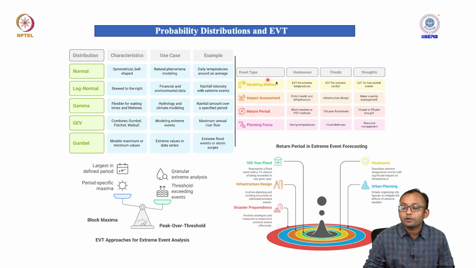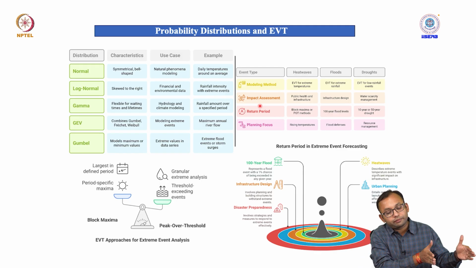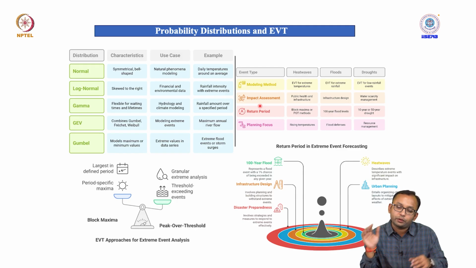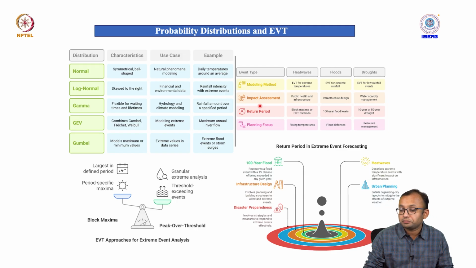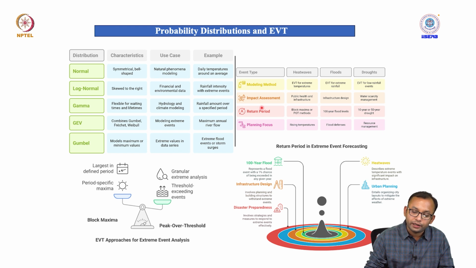For example, we can talk about which EVT or extreme value distributions are better for which type of events. We can do some sort of impact assessment when we know that these kinds of events are more frequent, or in the previous data set and this data set we have more frequent occurrence of certain magnitude events. Then you can say that this is posing more impact to public health, infrastructure design, or water scarcity management, and we can design accordingly.